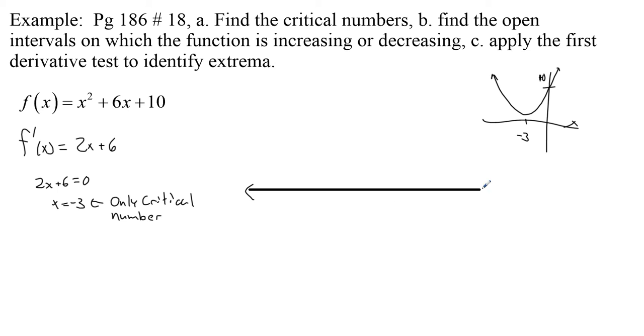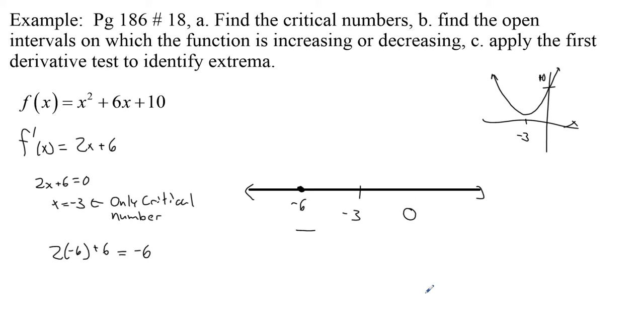I've got n points on that number line, and I only have one critical number, and that's at -3. Well, if I pick a point and just arbitrarily call it -6, and I plug it into this first derivative, well, 2 times -6 plus 6, I'm going to get -12 plus 6, which is -6. So on this interval, all of these values are going to be negative. And that makes sense because this function is decreasing until we get to -3.